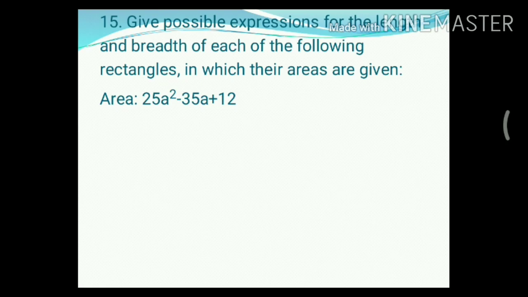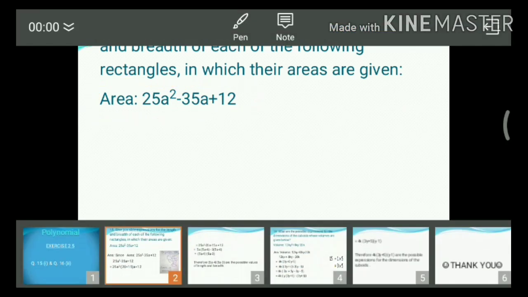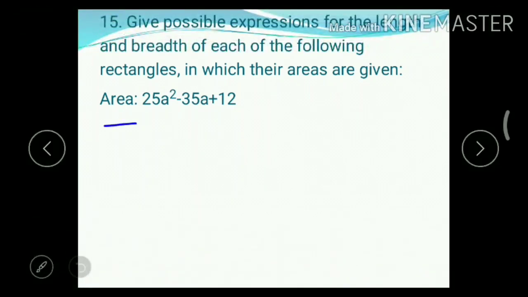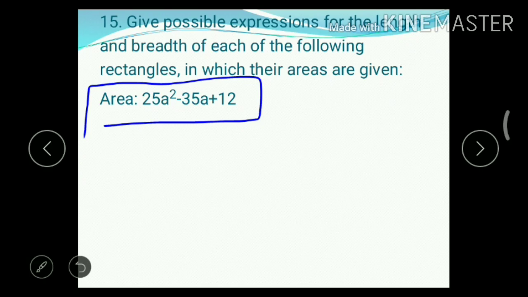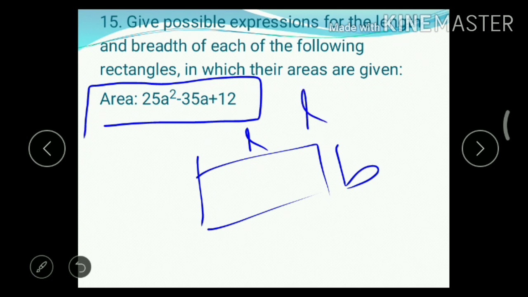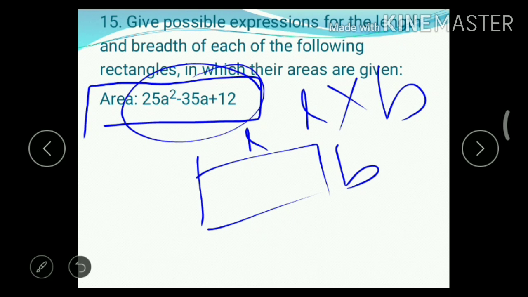Now here you can see area in a polynomial form given. Let me take a marker. Here it is. This is the area of a rectangle, and we all know that area of a rectangle means length into breadth. It means in this polynomial two expressions multiplication is there, and one of those expressions is length and another will be breadth. So those two expressions we are asked to find.